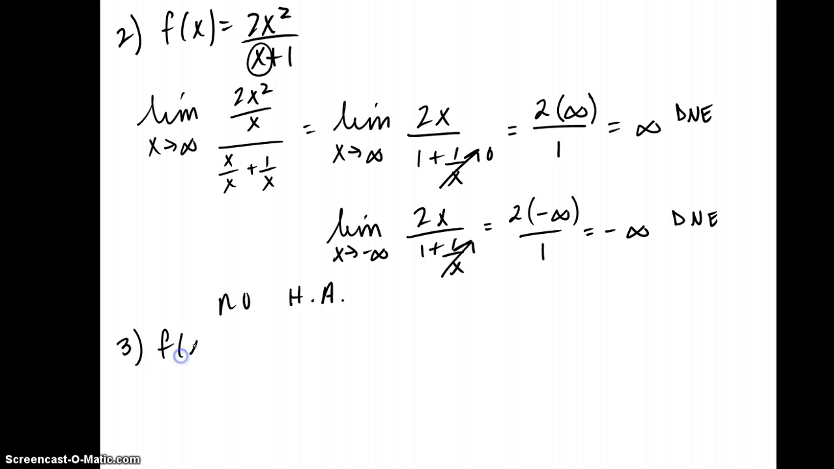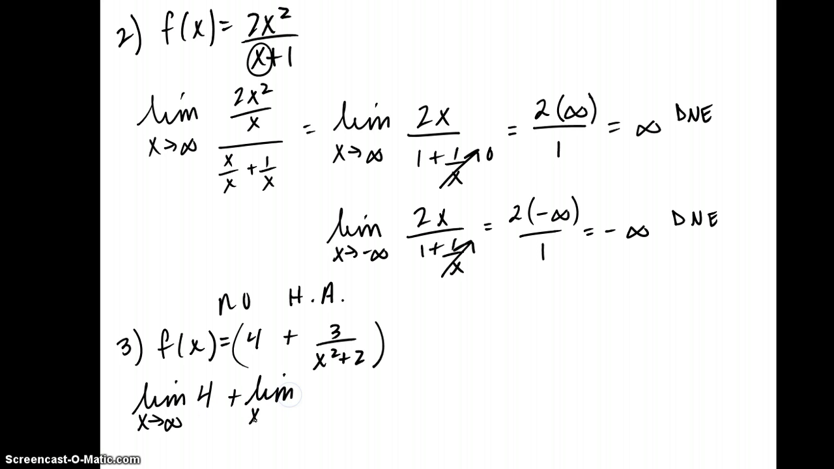All right, let's look at f of x equals 4 plus 3 over x squared plus 2. So end behavior, limit as x approaches infinity. Now this whole function is 4 plus this rational function. So I'm going to break it up. Limit as x approaches infinity of 4 plus the limit as x approaches infinity. Degree term is x squared. So I'm going to take 3 divided by x squared over x squared, plus 2 over x squared.